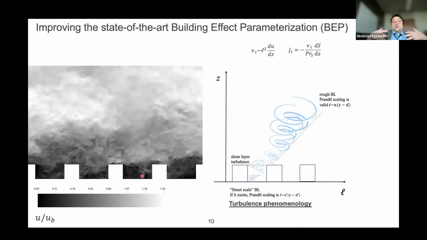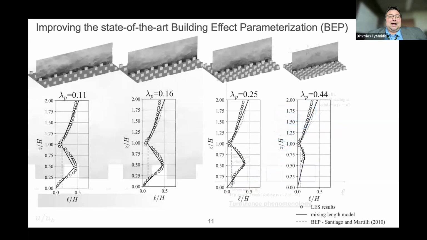And even from a turbulent phenomenology point of view, we would expect that above the canopy we have the formation of what is known as a rough boundary layer with Prandtl scaling, where the eddies grow as we move further away from the canopy, and we have an equivalent but small scale street scale boundary layer that develops inside the canopy, and then a shear layer that basically mixes these two boundary layers. Indeed, when we performed large eddy simulations of a wide range of idealized cases, we saw that below the height of the building, where z divided by h equals 1, we have a variability of the size of the eddies and the turbulent structure inside the canopy.